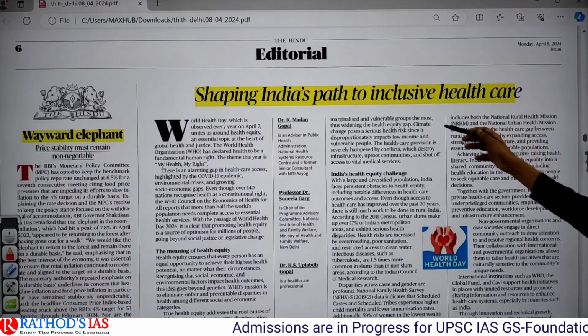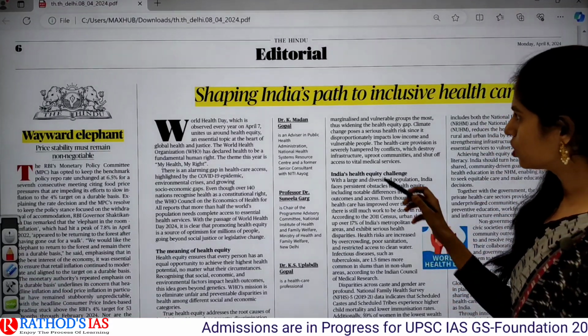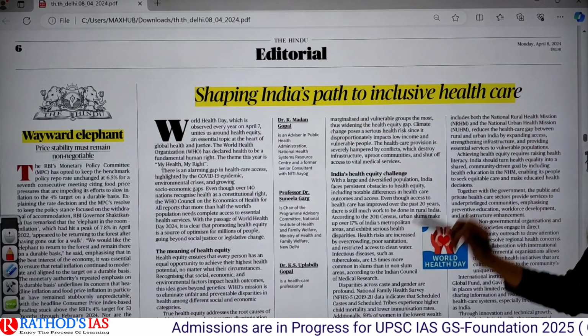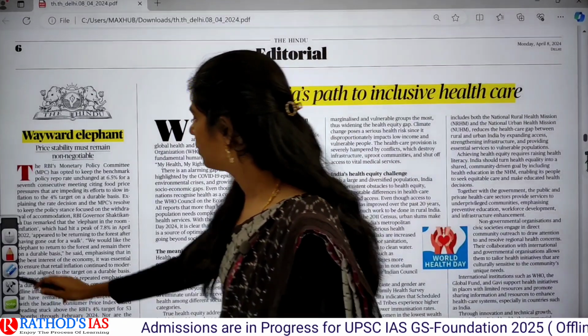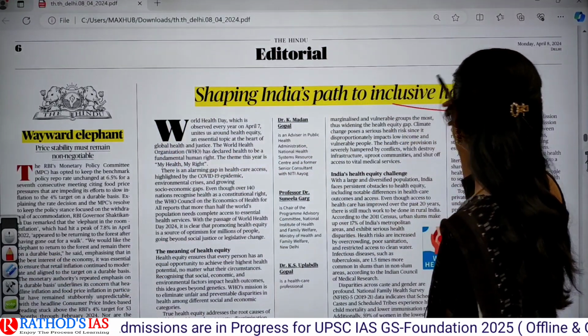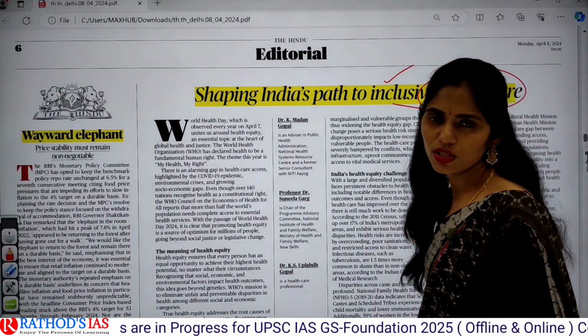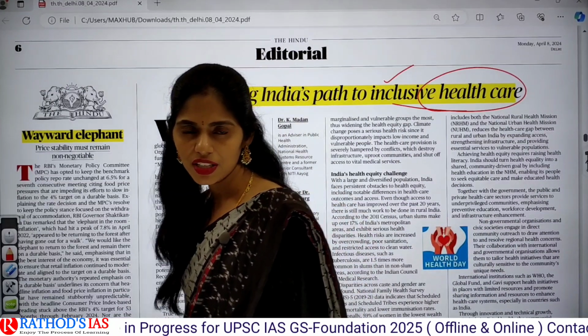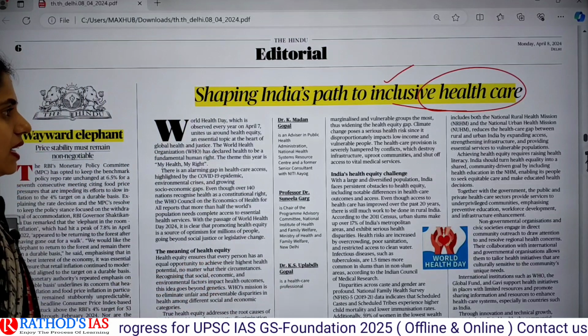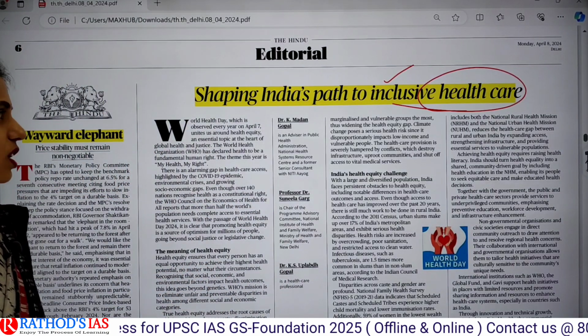Here the article is about health care. If you see the title, you will identify the keyword first. The keyword here is health care, that too inclusive health care. It is present in our syllabus of GS Paper 2 under governance. So you have to pick up this article and see it in a multi-dimensional manner.